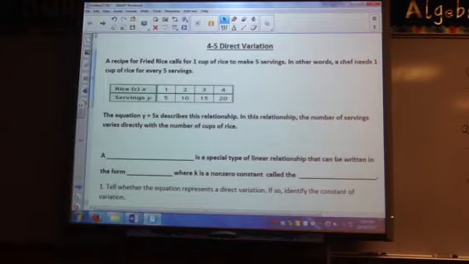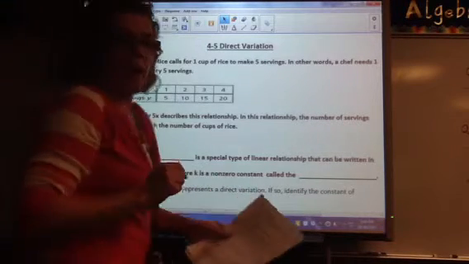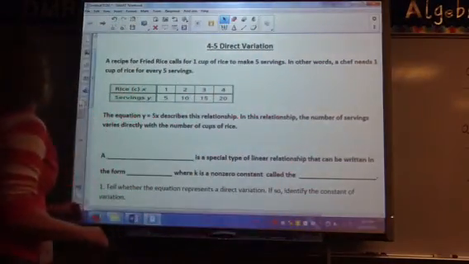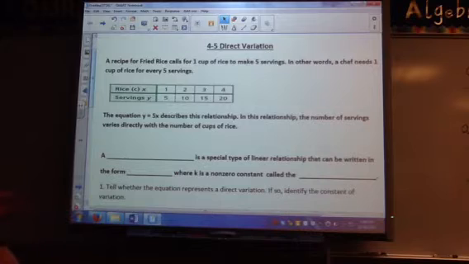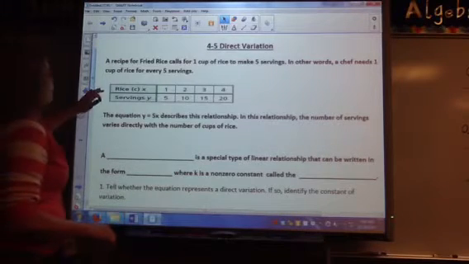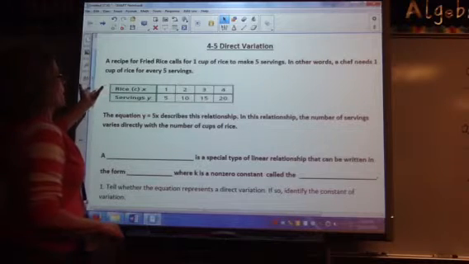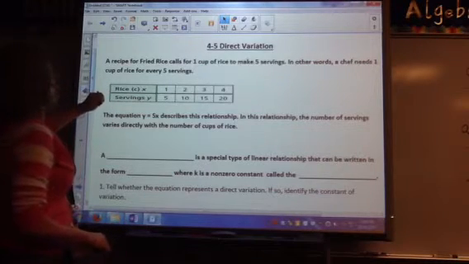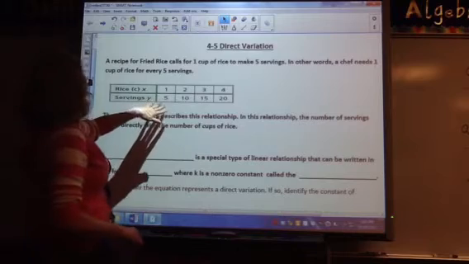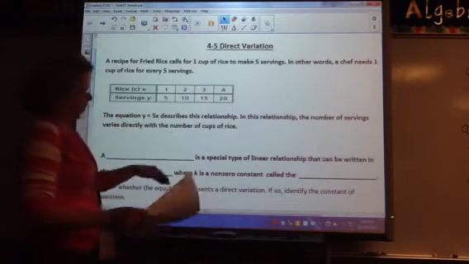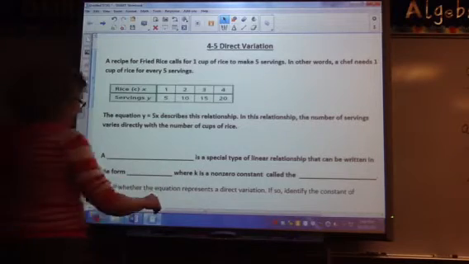Alright guys, we're going to do section 5 of unit 4, and we're going to talk about direct variation today. Let's say we have this recipe, and the recipe calls for 1 cup of rice for 5 servings. So the chef needs to have 1 cup of rice for every 5 servings. If he needs 2 servings, it would be 10, 3 servings, 15, 4 servings, it would be 20.